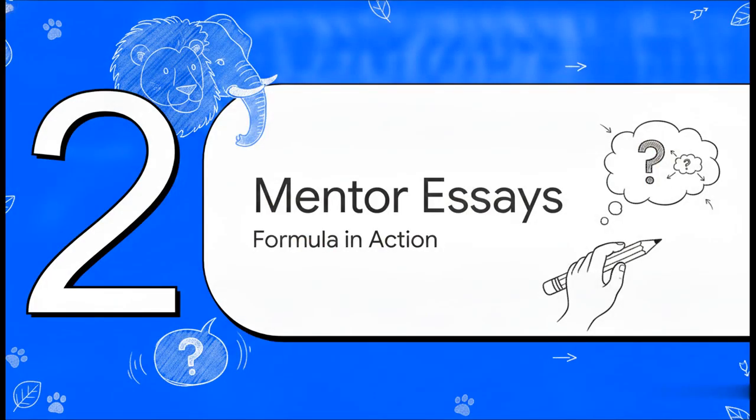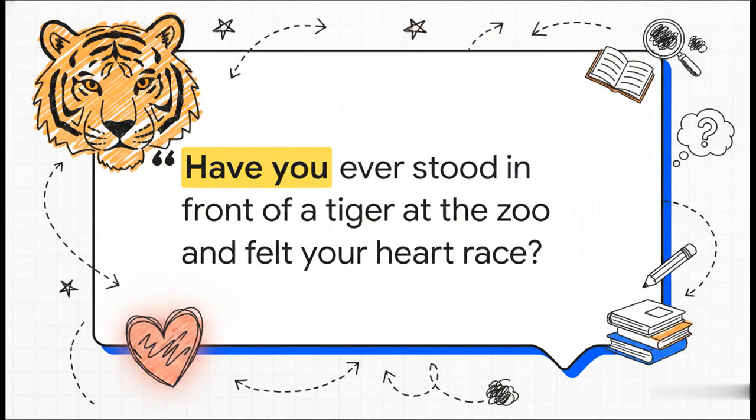Moving right along to Section 2, deconstructing mentor essays, where we see the formula in action. Now that we know the formula, let's see it in practice, because before students can write, they need to read. Consider this gray-labeled hook from our mentor essay on whether zoos should exist. It shows students exactly how to grab attention with a vivid scene, instantly pulling the reader into the debate instead of just dropping a boring fact.